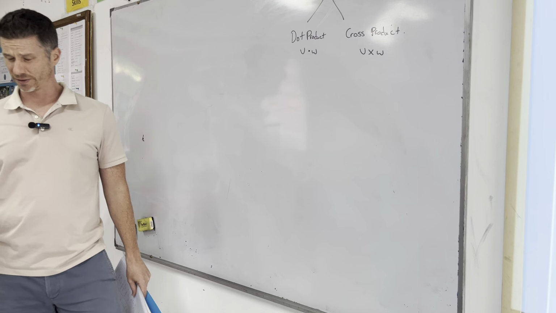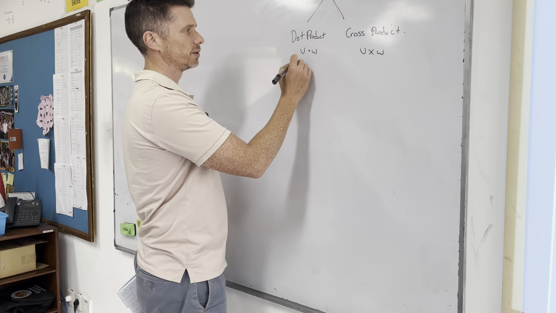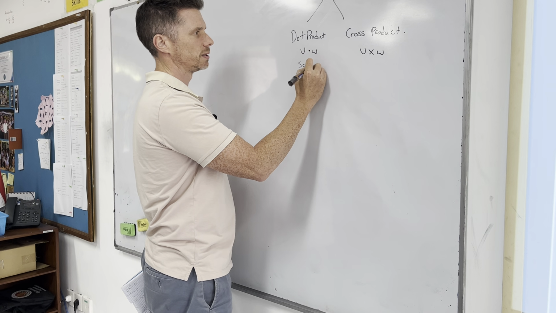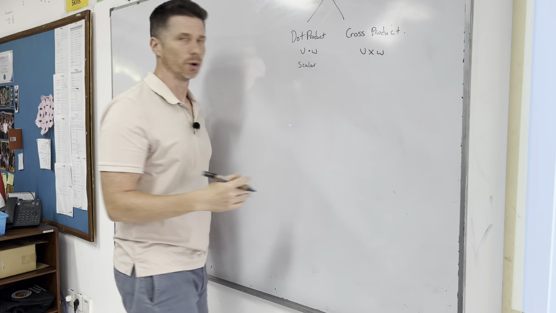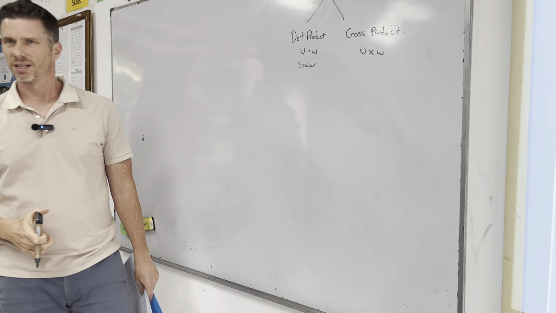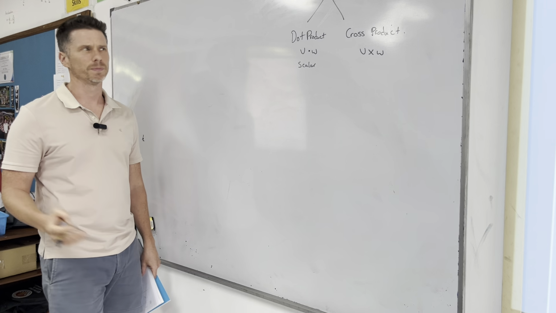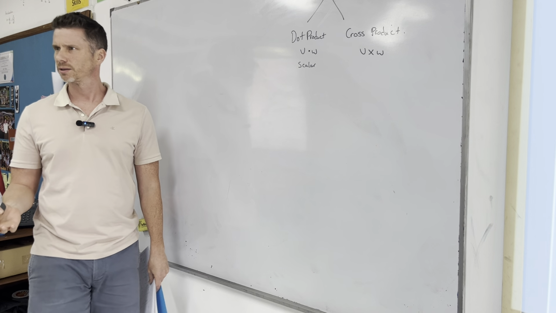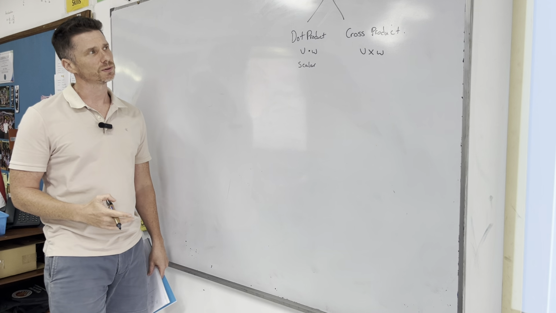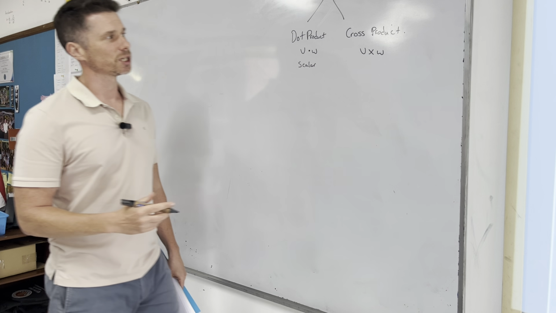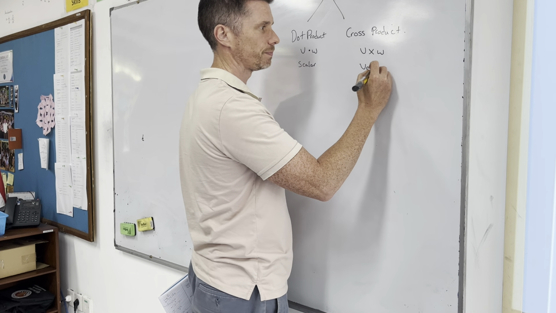The dot product gives very much a scalar result. So a number, just gives a number, which is related to like force in a direction. It's more of a physics thing than the maths thing. We're just looking at the applications of it. And the cross product gives a vector.